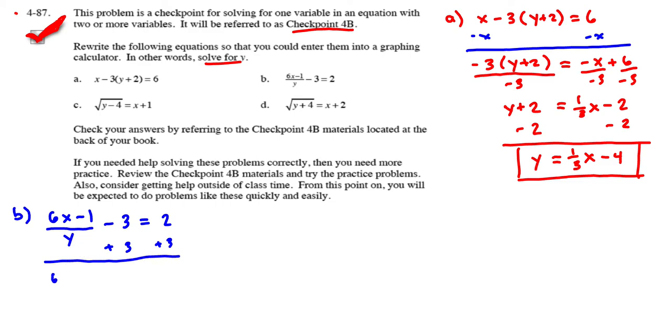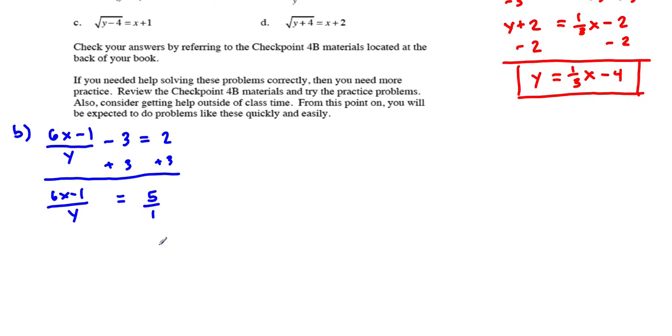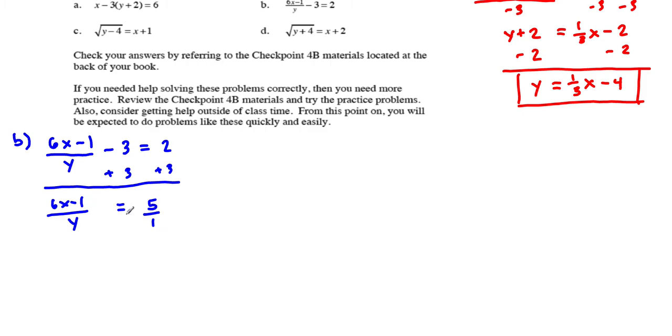So I'm going to have 6x minus 1 over y should equal 5. Now if we treat this like it's a proportion, you can say it's like 5 over 1. And what we can do next here is we can cross multiply. 1 times all of this quantity here should leave us with 6x minus 1. And then 5 times y would give us 5y. And the last step here, let's divide each side by 5.